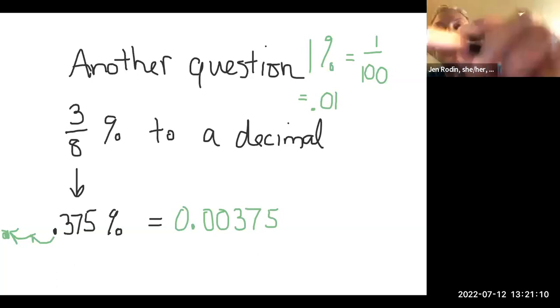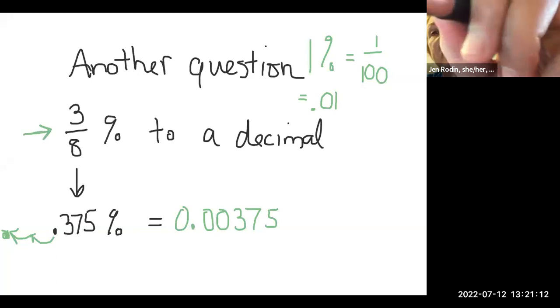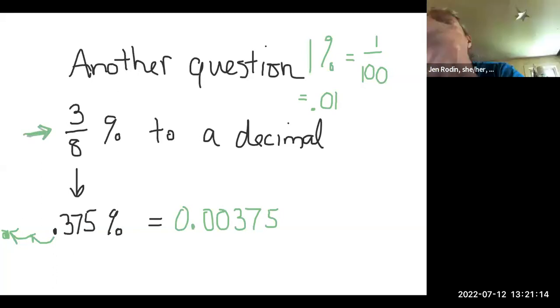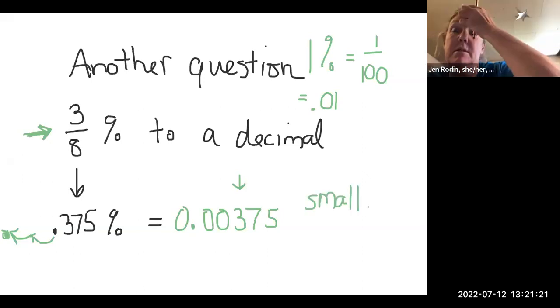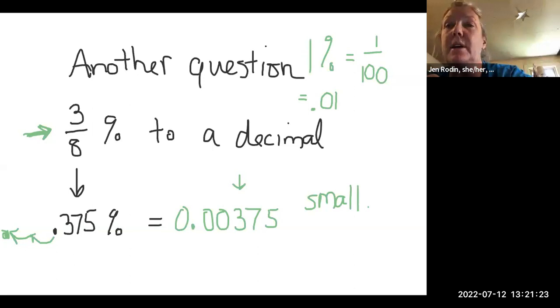So 3/8% is less than half of a percent. So it's even smaller, very, very small. So those are kind of strange also. Let's do a 0.5% to a decimal.